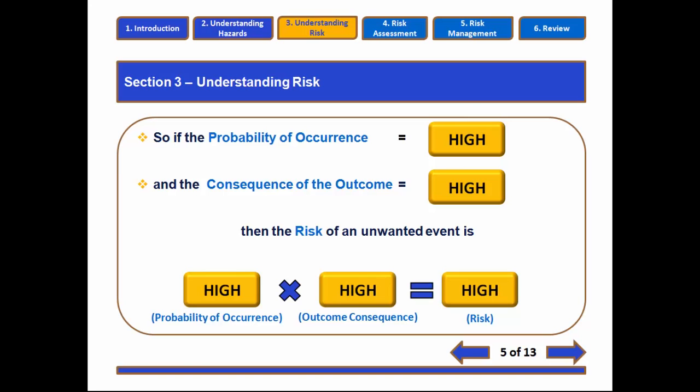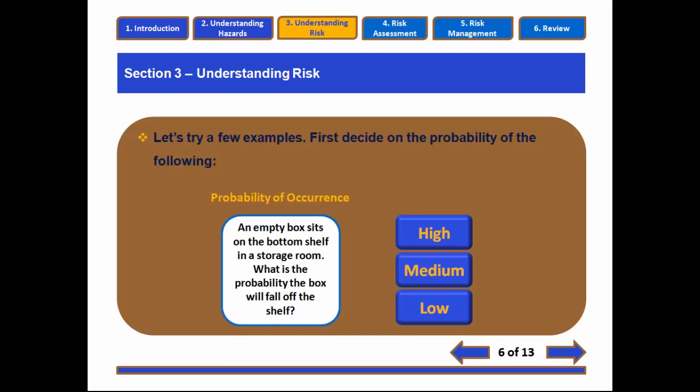So now, if we look at an event with a high probability of occurrence and a high consequence of the occurrence, we take the product of those two, and semi-quantitatively at least, we would then say this is a high-risk scenario, a high-risk hazard. So let's work through a few more examples to really solidify these differences.